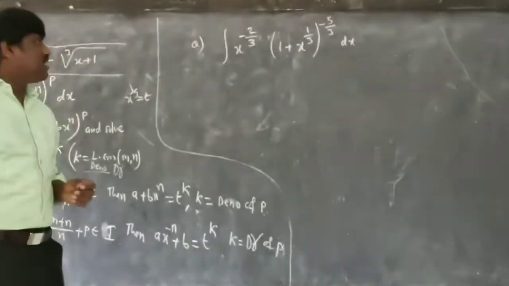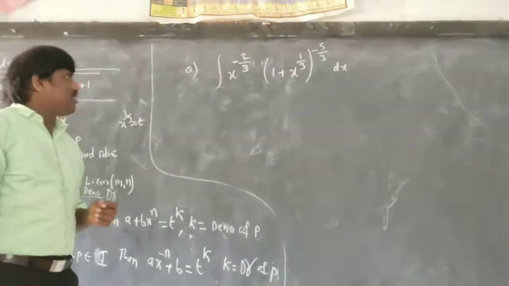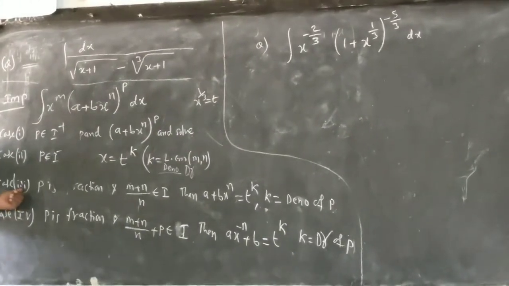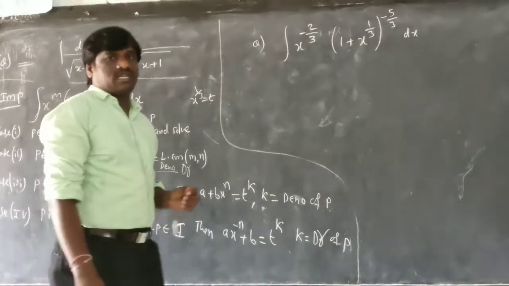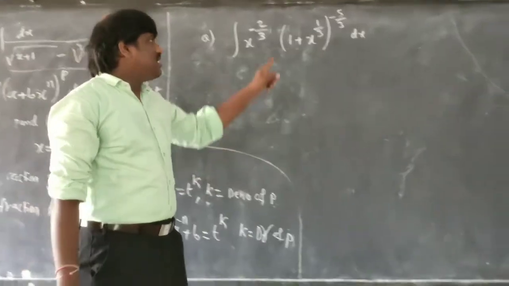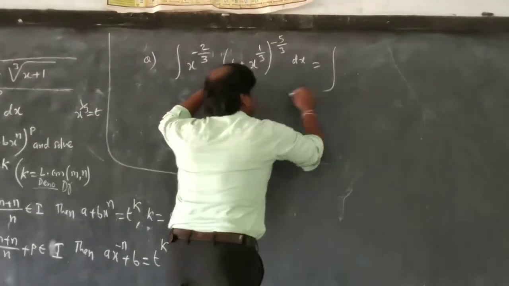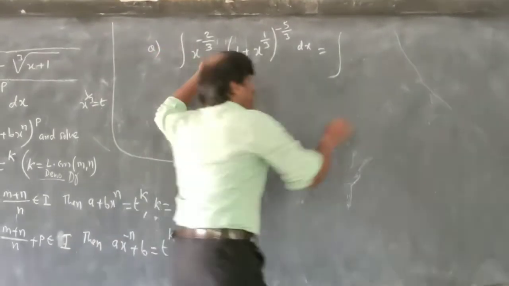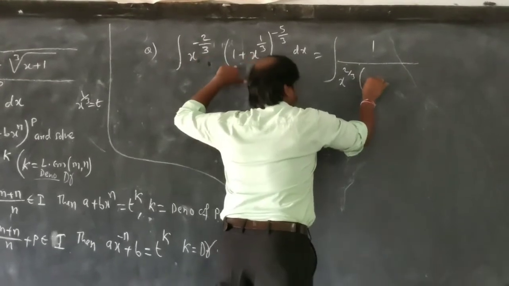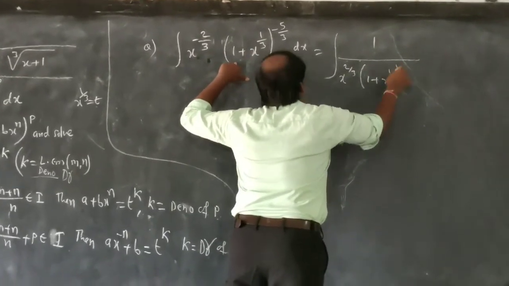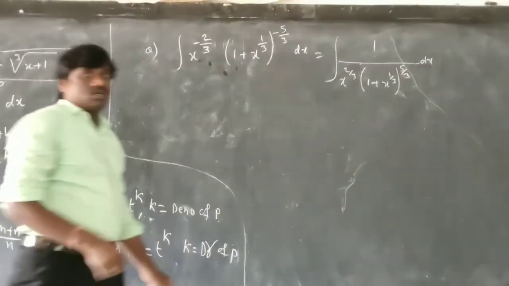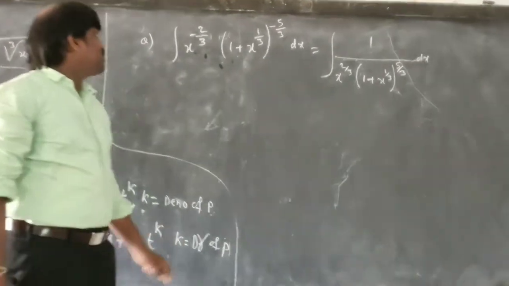Yeah, let us see this question. Integration of x power 2 by 3 into (1 plus x power 1 by 3) to the power of minus 5 by 3. Now we came into case number 3. And these model sums of JEE 2020, 2019, 2018, all I have explained. You can see this question in this model. You have seen in previous this question in this model, that is 1 upon x power 2 by 3 into (1 plus x power 1 by 3) to the power of 5 by 3 dx. You have seen questions like these almost always.